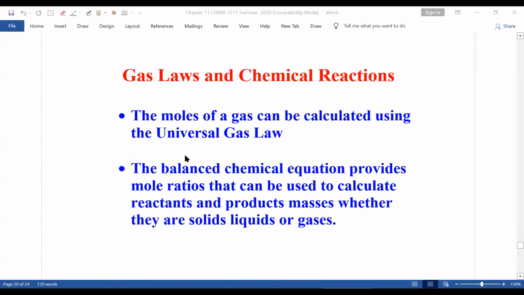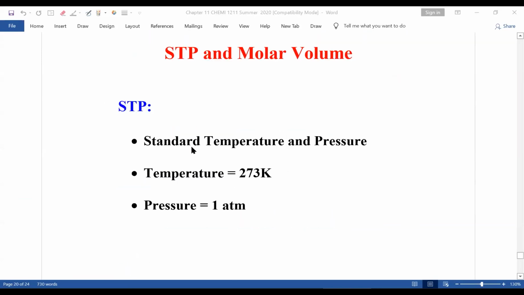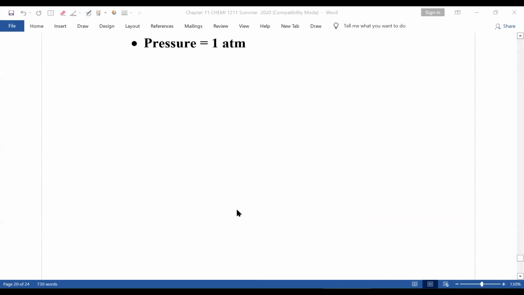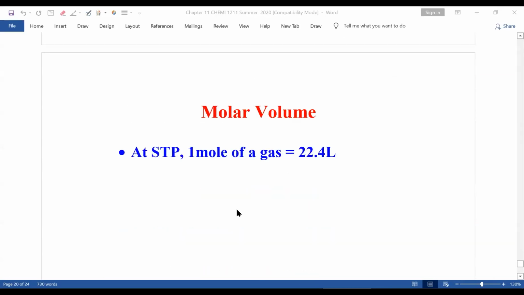And you can use the gas laws in chemical reactions. I won't do this. Now, there's something called STP, which is not the oil additive, but it's called standard temperature and pressure. And in chemistry, that's 273 K, 1 atmosphere. Now, it turns out that at STP, 1 mole of a gas equals 22.4 liters.